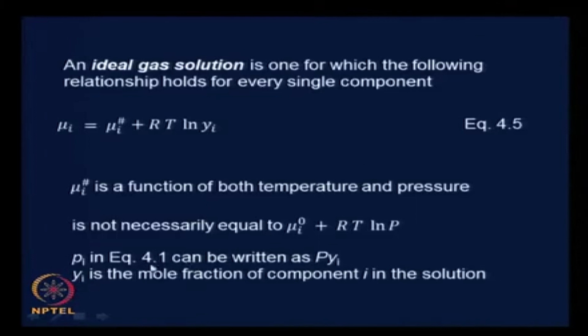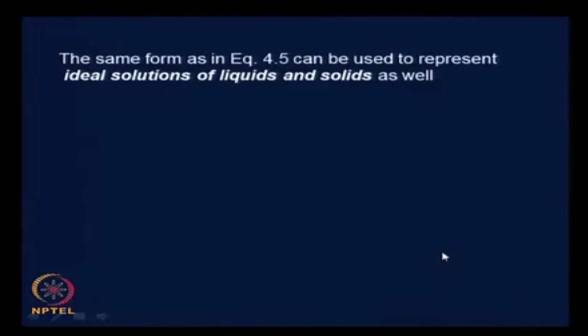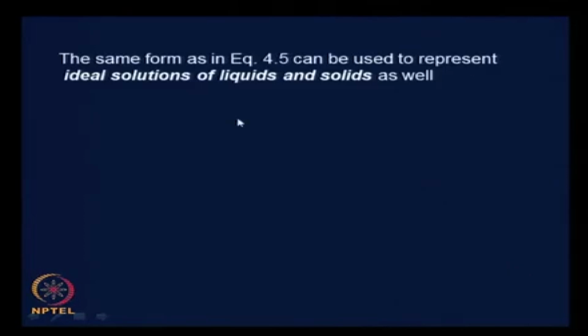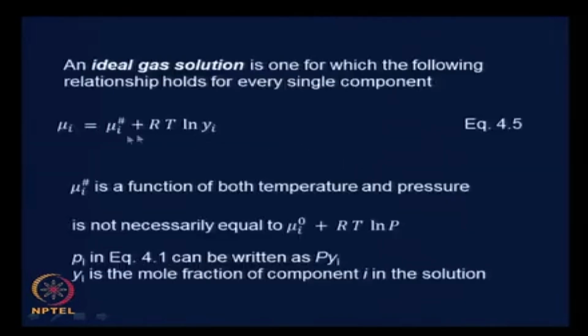Pi in equation 4.1 can be written as P yi, where yi is the mole fraction of component i in the solution. We have seen this earlier itself. You could write this definition as mu i naught plus RT ln P, and the Pi in 4.1 could have been written like this for expanding. That is just making a point again. Now note this form, mu i equals mu i hash plus RT ln yi, equation 4.5. This is in terms of a certain function which is a function of both temperature and pressure and the mole fraction. This is a very convenient form to write our chemical potentials in.